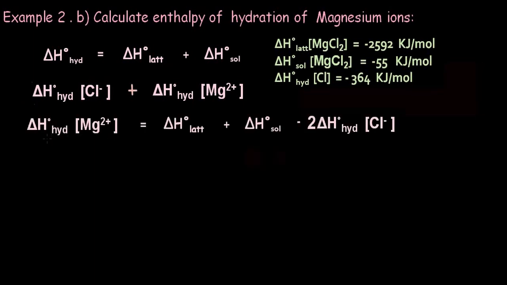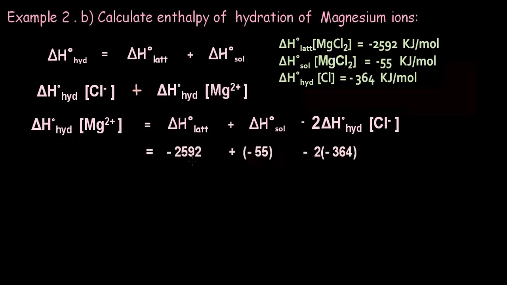So the equation to calculate the hydration of the magnesium ion can be written as shown here. And after substituting all the values, we get the answer minus 1919. This negative value clearly shows that the hydration of the magnesium ion is an exothermic process, which we have already learnt in this video earlier.